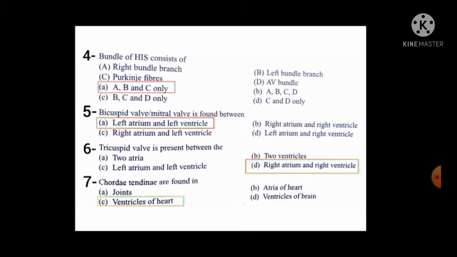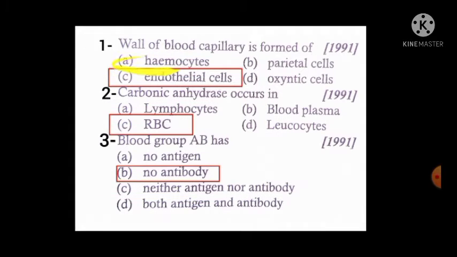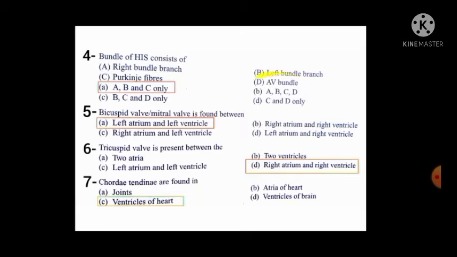Question number 4. Bundle of His consists of. Bundle of His is present in the heart. It is present after the atrioventricular node. The options are right bundle branch, left bundle branch, Purkinje fiber, or AV bundle. The answer is A, B and C: left bundle branch, right bundle branch and AV bundle. And from this bundle of His, Purkinje fibers originate towards the right and left ventricle.